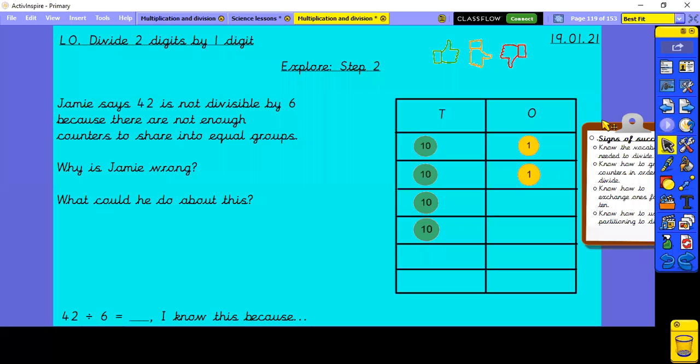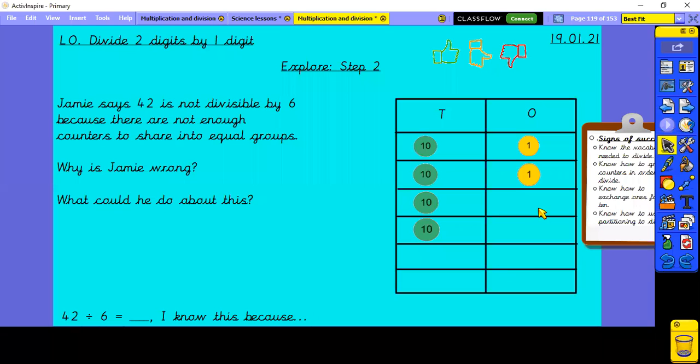Okay, before we move on to the worksheet, I have a bit of a problem for you to think about. Jamie says 42 is not divisible by 6 because there are not enough counters to share into equal groups. Why do you think Jamie is wrong, and what could he do about this? And you might want to think about our vocabulary at the start of the lesson to help you. What does he need to do to solve this problem, this calculation? So pause the video and think about what Jamie could do with these counters to make 42 divisible by 6.